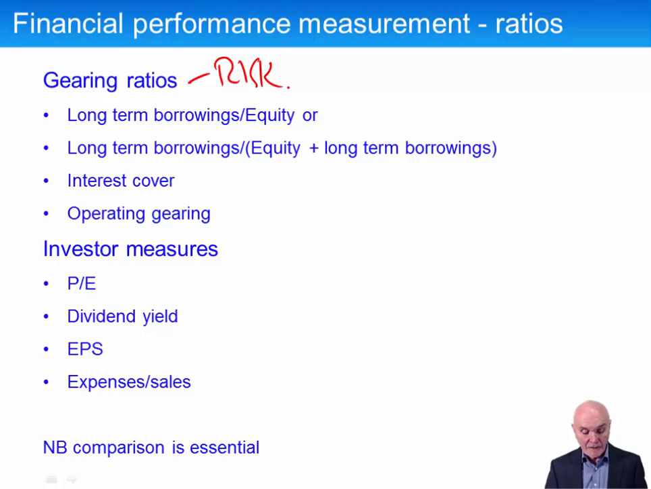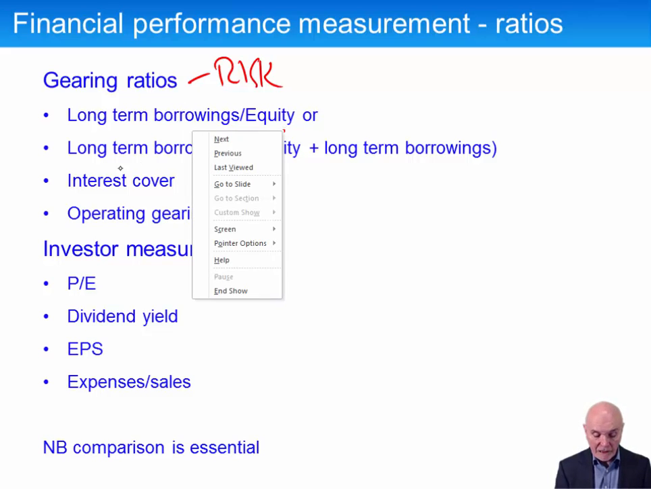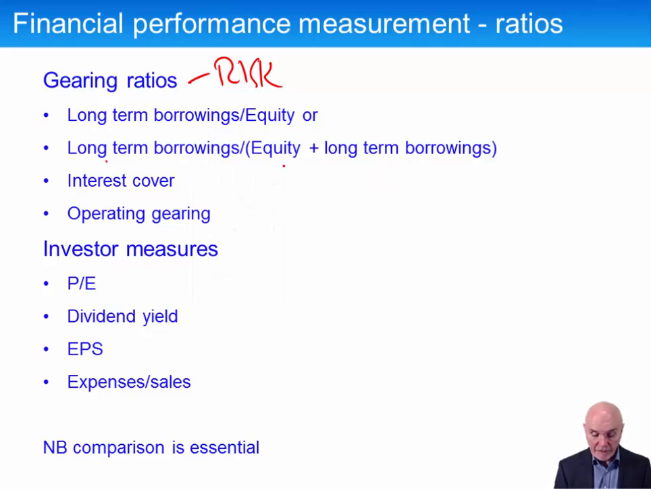And the common one, the gearing ratio, is either long-term borrowing over equity, or it can be long-term borrowing over equity plus long-term borrowings. It doesn't matter which is used, as long as you are consistent from one year to the next. So basically debt over equity, or debt over equity plus debt, book values in all cases.